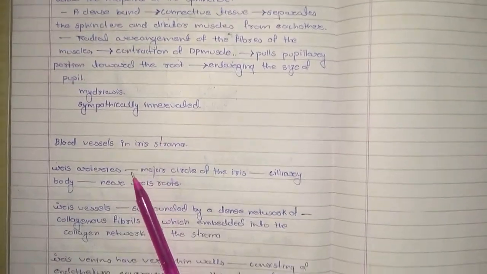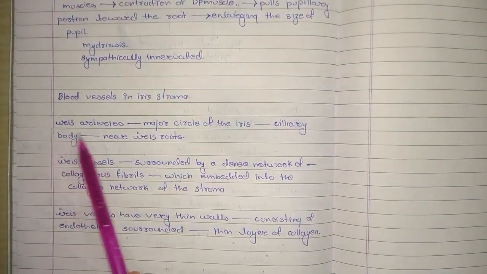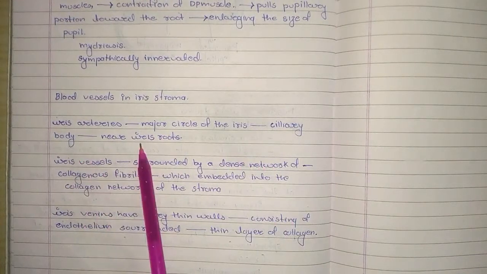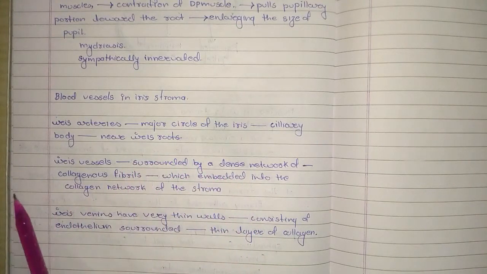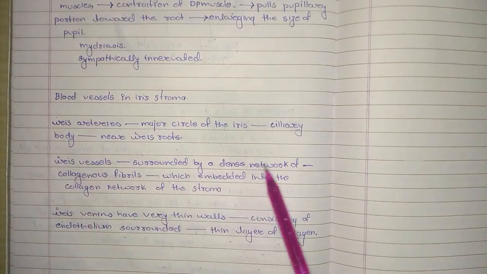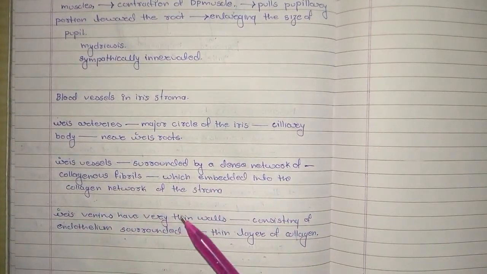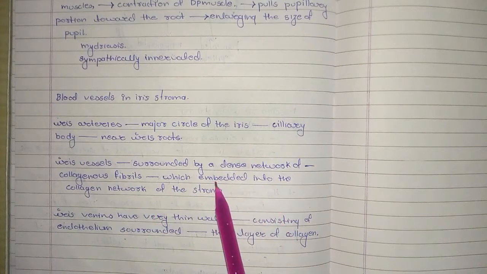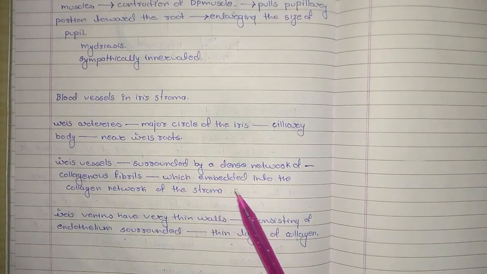Now the next is blood vessels in the iris stroma. Iris arteries are branches of the major arterial circle located in the ciliary body near the iris root. These iris vessels usually follow a radial course from the iris root to the pupillary margin. These vessels are surrounded by a dense network of collagen fibrils, which is embedded into the collagen network of the stroma. Such an arrangement of the collagen network prevents iris vessel kinking and compression during the extensive iris movement during constriction and dilation of the pupil.